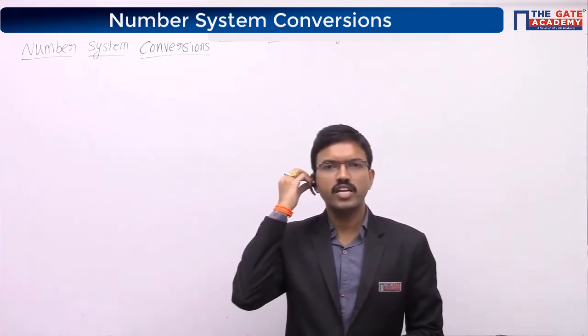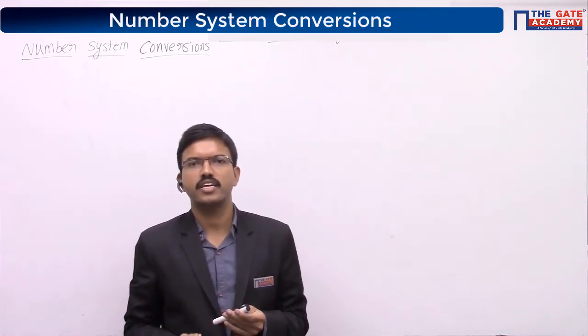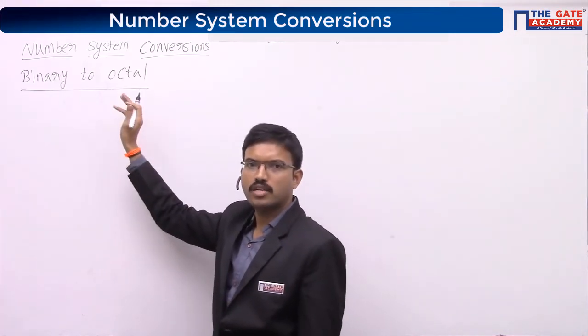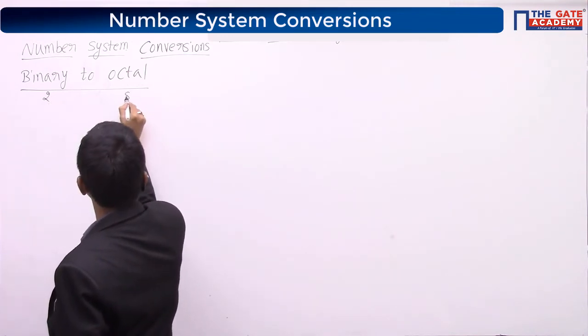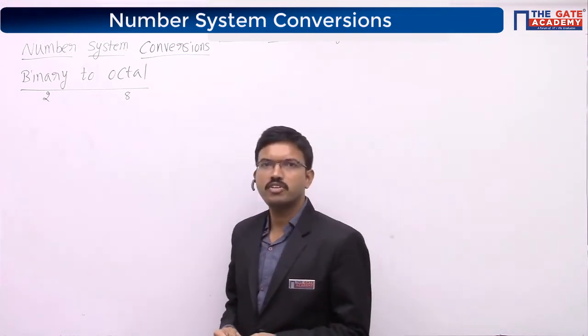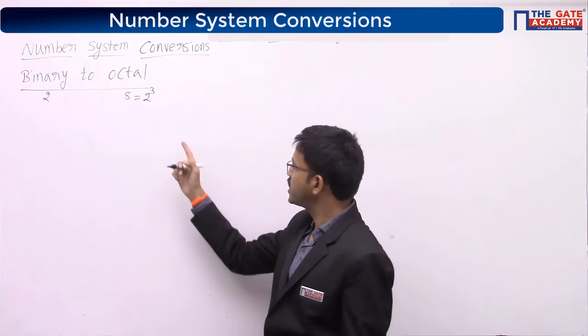So up to now we have done 6 conversions. That is decimal to binary, octal, hexadecimal, and then the reverse conversions. Now let us do the other 6 conversions. Binary to octal. Here in binary the base is 2, in octal the base is 8. How can we write 8 in terms of 2? 2 power 3, right? 8 we can write as 2 cube.